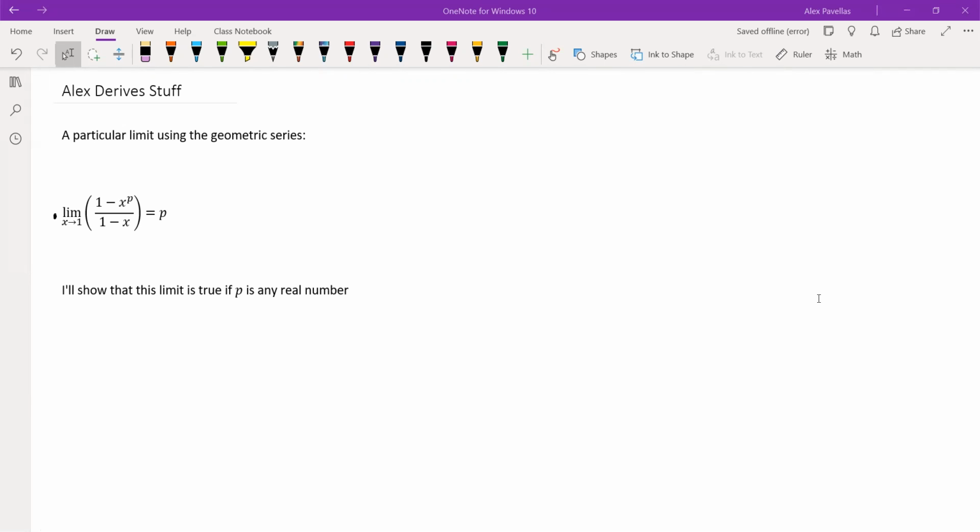Today, I wanted to show you a particular limit, and this limit didn't pop up out of nowhere. This is a very important limit. This limit can be used, amongst other things, to prove what the derivative of x to any number is. So if you can do this limit, then you can do all of the derivatives of x to a power.